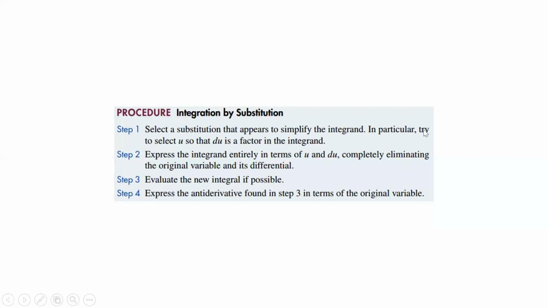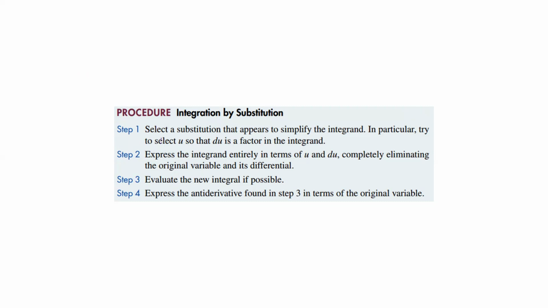All right, so how to integrate by substitution? First of all, you have to select a substitution that appears to simplify the integrand. So you don't want to make it more complicated; what you really want to do is make it simpler, and so that's going to be our first step. Basically we're going to select u so that du is a factor in the integrand. Then two, we're going to express the integrand entirely in terms of u and du. So we're going to completely eliminate the original variable and its differential. So if it's x we're getting rid of, there's not going to be any x's left.